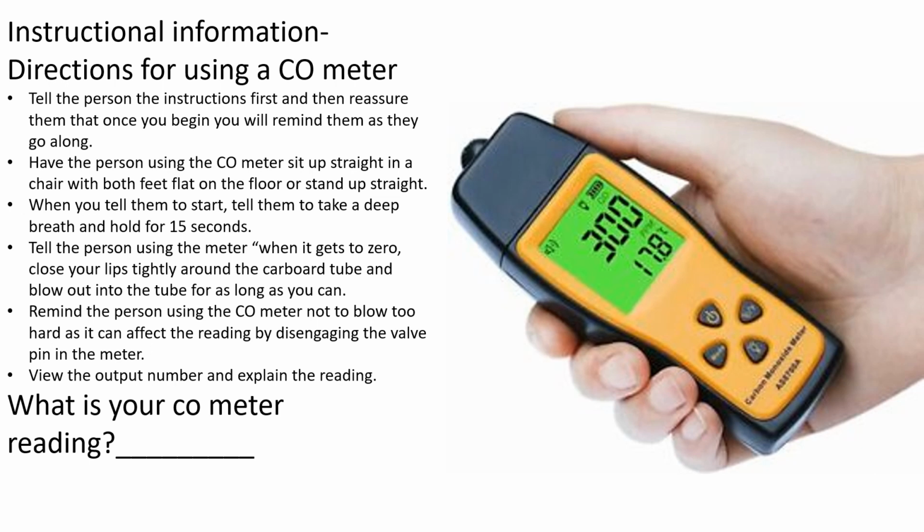When you tell them to start, tell them to take a deep breath and hold for 15 seconds. Tell the person using the meter when it gets to 0, close your lips tightly around the cardboard tube. Blow out into the tube for as long as you can. Remind the person using the CO meter not to blow too hard, as it can affect the breathing by disengaging the valve pin from the meter. View the output number and explain the reading. So what is your CO meter reading?